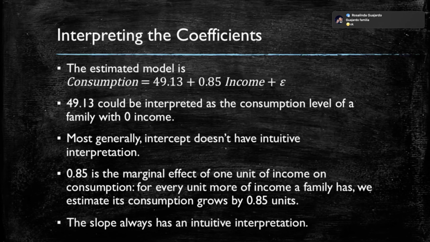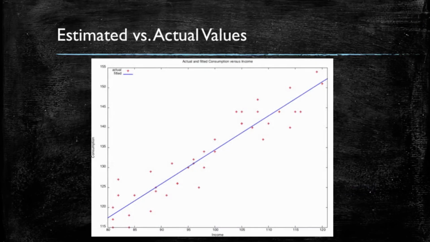Worth noting, the slope will always have an intuitive interpretation, which is the sensitivity of the dependent variable to changes in the values of the independent variable. And we will finish our example by showing the initial observations and the fitted linear model in the same plot.